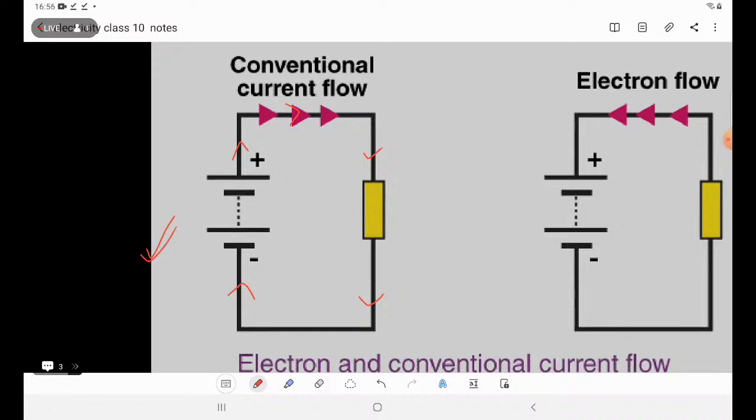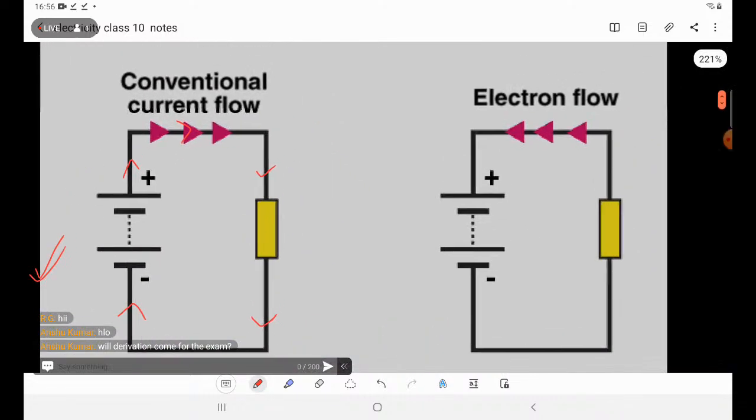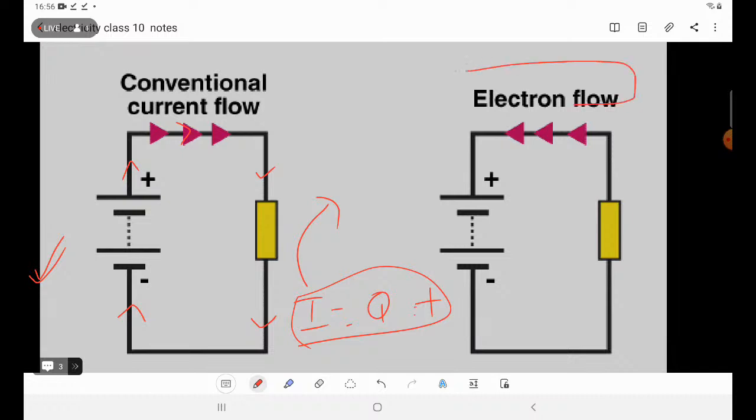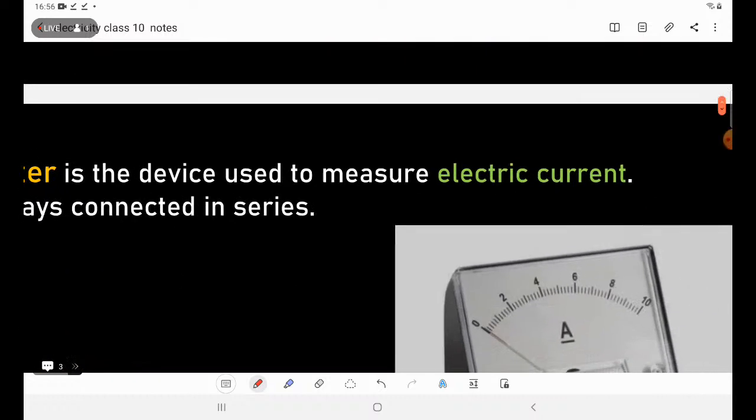Will a derivation come in the exam? Yes, they may ask what is the relationship between I, Q and T, and you have to just write the formula and the steps to derive it. That's all. Not much will come, but the actual flow of current is from negative to positive.